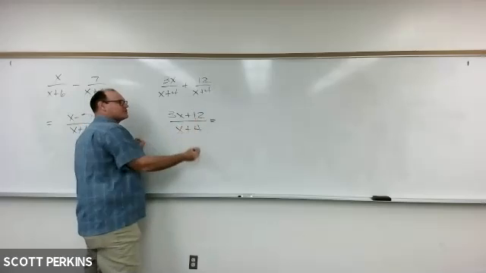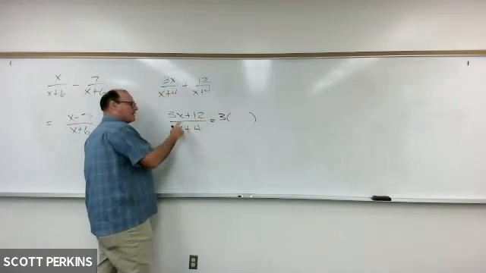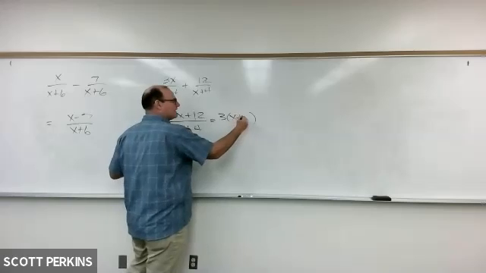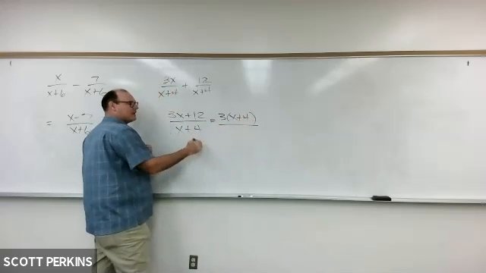The top factors, I can factor a 3 out. 3x when I factor the 3 out leaves x. 12 when I factor the 3 out leaves 4. And the denominator is x plus 4.